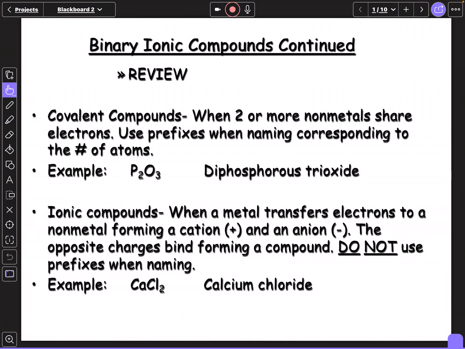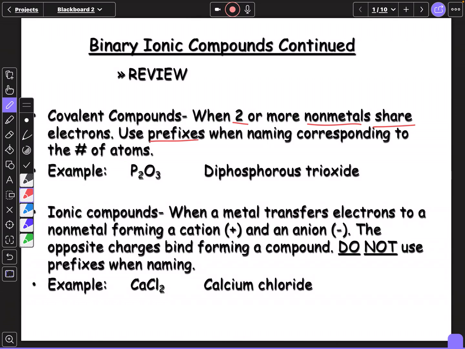Alright, so first thing we're going to do today is review what we've talked about so far on binary ionic compounds. First, let's go back and talk about covalent compounds. That's when two or more nonmetals share electrons. We use prefixes when naming those, corresponding to the number of atoms.